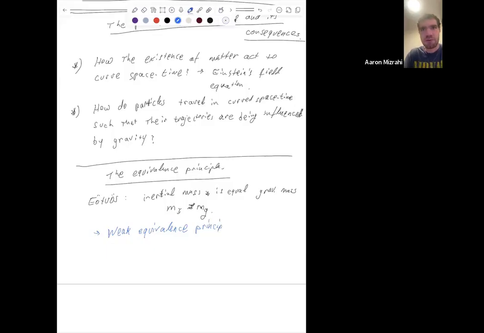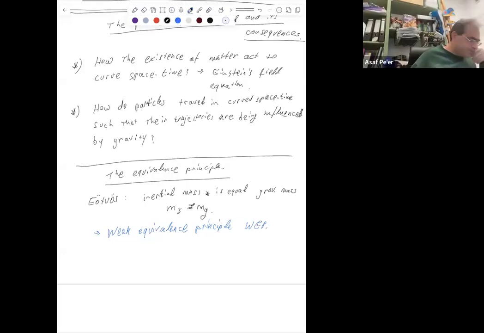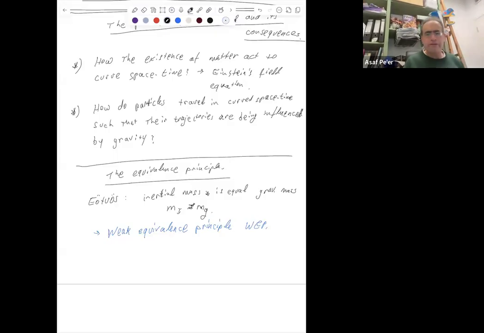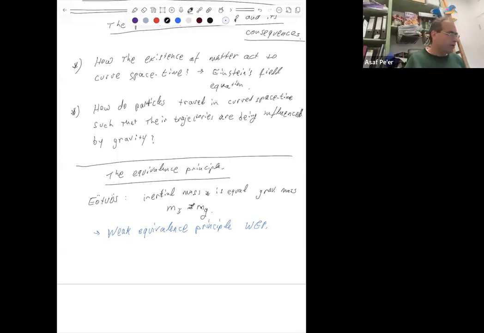What's the strong one? Is there a strong one? This means, remember, that we also discussed in Einstein's thought experiment that if there are physicists in a freely falling closed elevator, they cannot measure gravity, right?